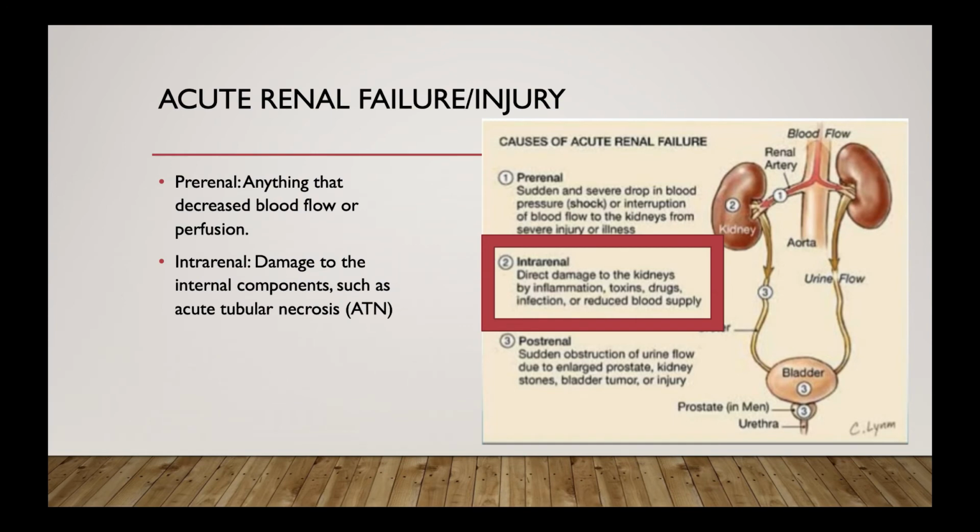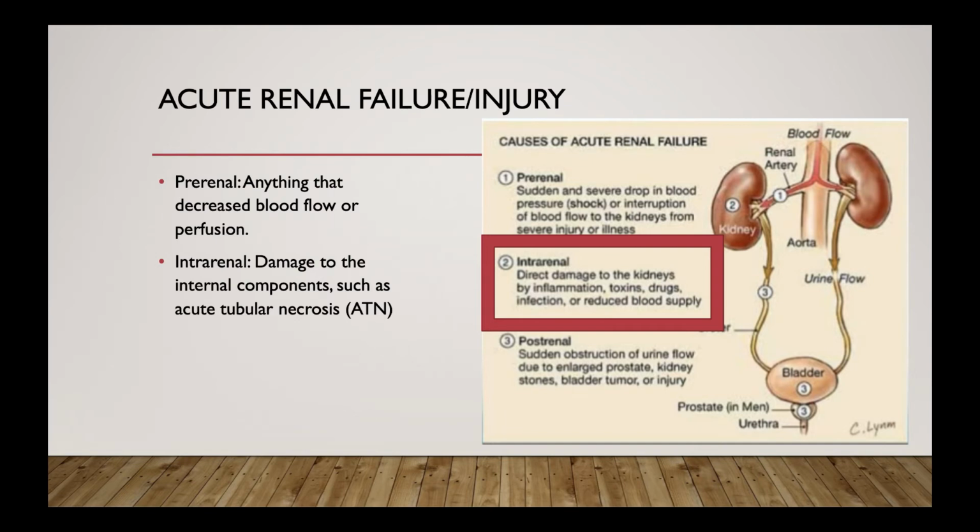When we talk about intrarenal damage, this is damage to the actual kidney. So the kidney is damaged. It's not something that happened before the kidney, but within the kidney. It could be trauma related. It could be an infection causing inflammation to the renal tissues that are not working. It could be toxins. It could be other types of drugs that patients are taking. They may overdose on something.